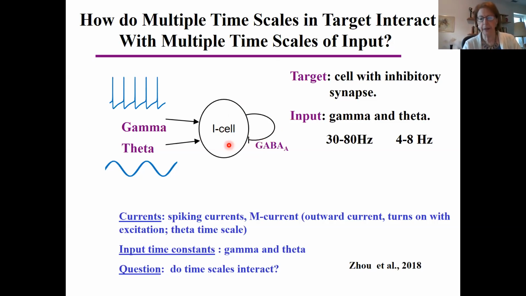That's a funny current called an M current. It's an outward current, so it's kind of an intrinsic inhibition, but it turns on when the cell gets excitation. And its time constants are consistent with producing the theta. So you now have gamma and theta both in the target and in the input. And the question is, do these timescales interact? And if so, in what way?